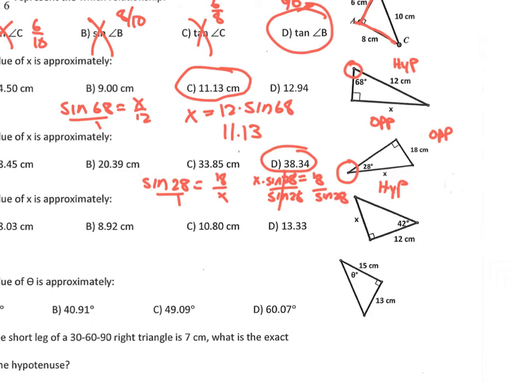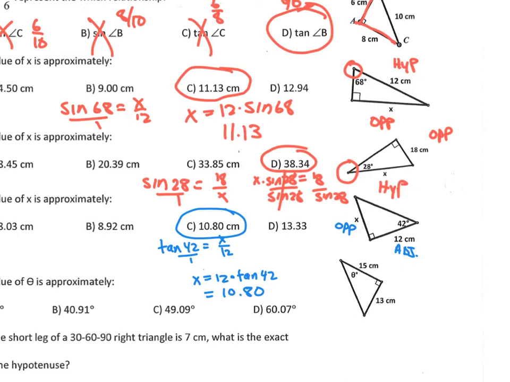The next problem, finding x, labeling the sides. We have our opposite side and our adjacent side, so this one will use tangent. Tangent of 42 degrees is equal to x over 12. Cross multiplying, x will equal 12 multiplied by tan of 42, which is 10.80. So that answer is C.